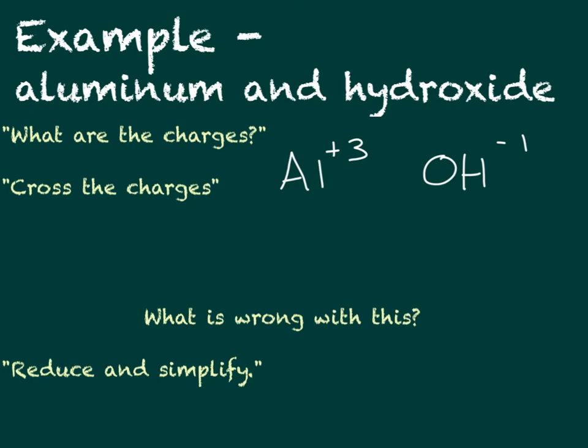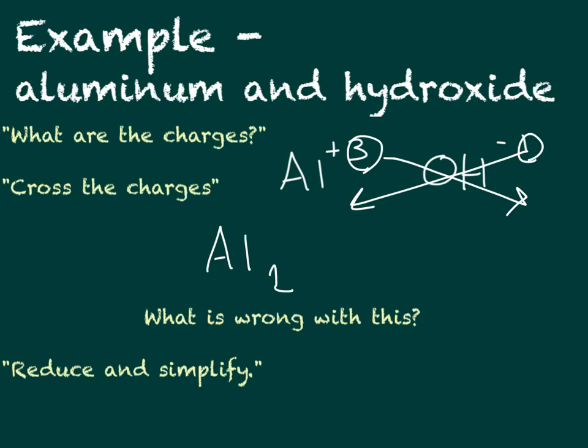Step 2, we're going to cross the charges. So I'm going to have Al3 cross over to hydroxide, and the 1 from hydroxide cross over to aluminum. So I end up with Al1 OH3. Okay, what's wrong with this?